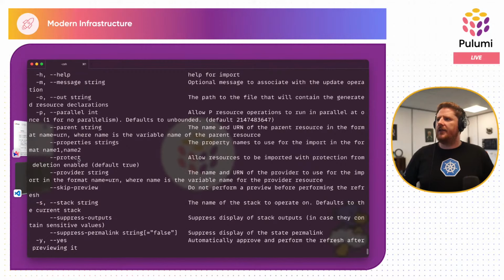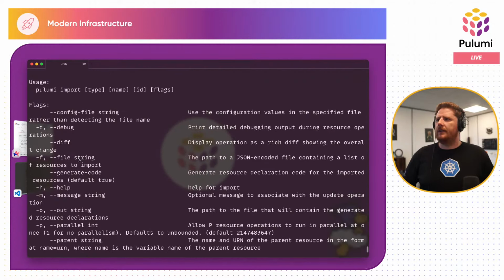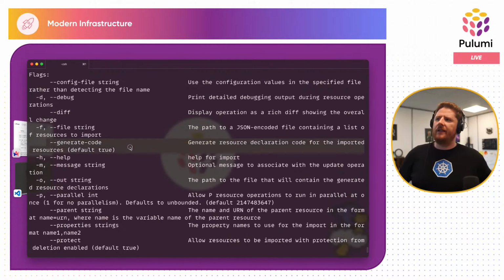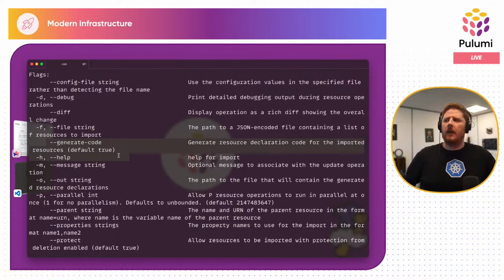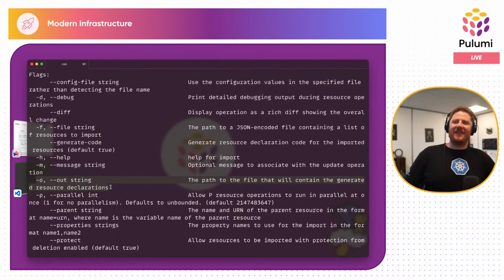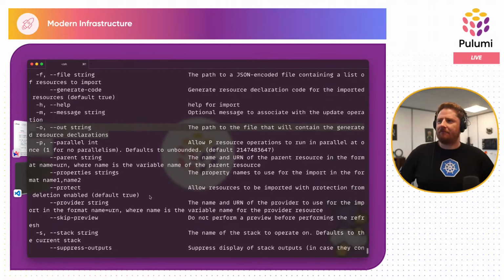You can see that we have a generate code argument here. This defaults to true, so you don't need to worry about it. What it does is it will print the code to your terminal. If you do not want it to do that and you want it instead to write it to a file, you can use -o or --out, and that will stick the same code but into a file, so you don't need to do that manually.